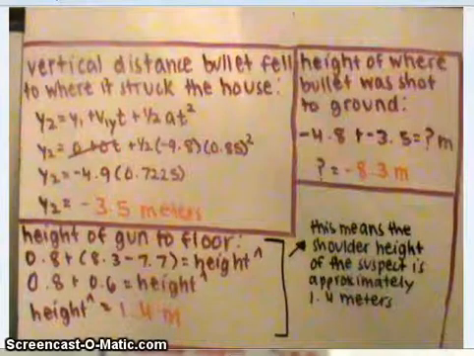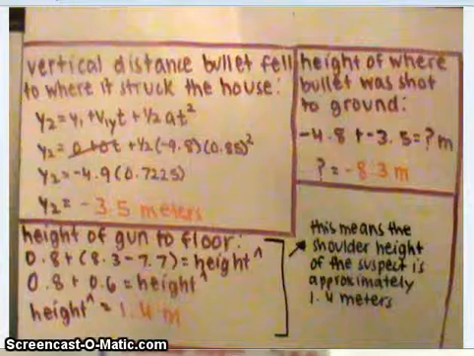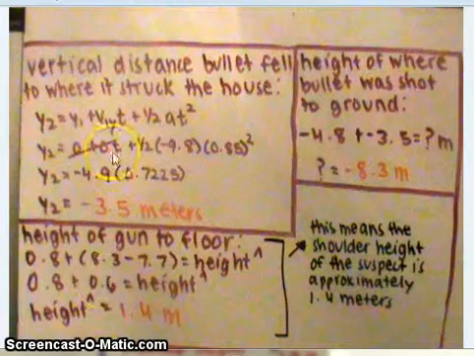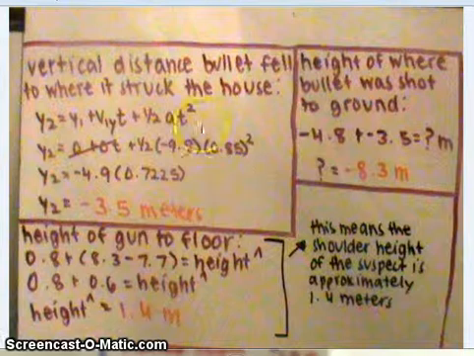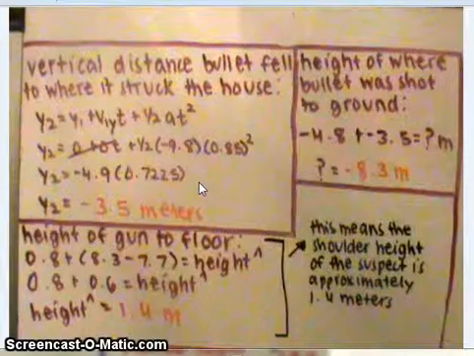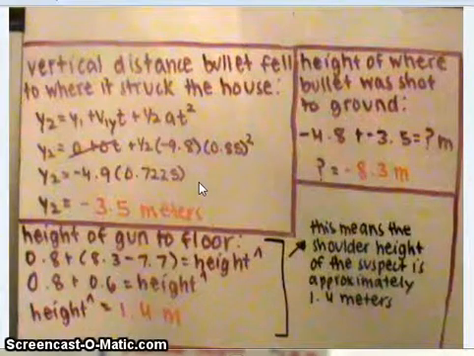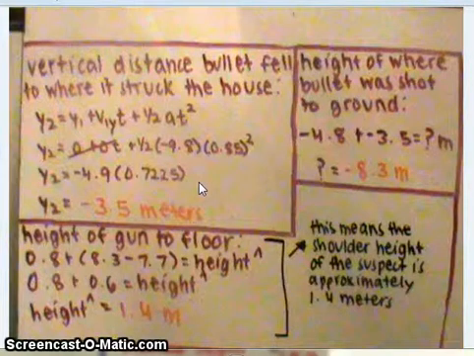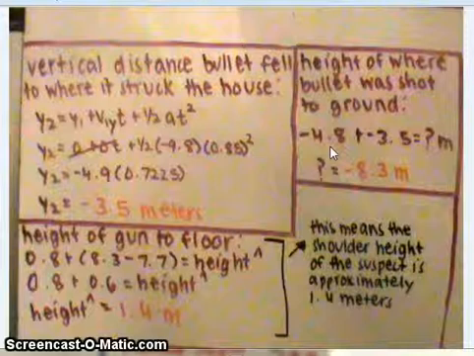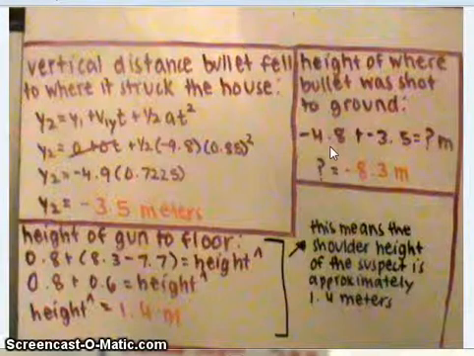To find the vertical height the bullet fell to where it struck the house, I used the second equation with y variables and did the math here, and the zeros canceled out. So this is the math, and the vertical distance of where the bullet struck the house was negative 3.5 meters. Then to get the height of where the bullet was shot to the ground, I added the height of where the bullet struck to the height of how much it fell to get negative 8.3 meters.